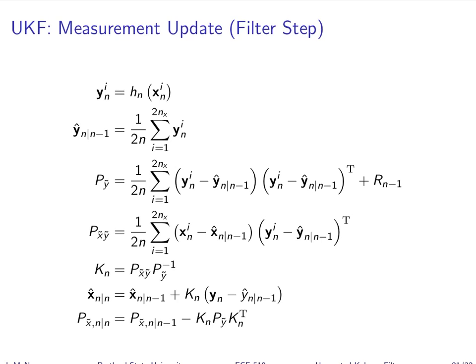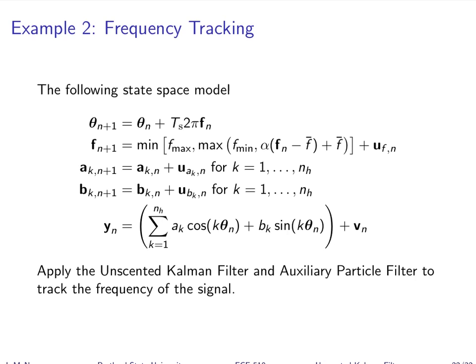So then we get that estimate, and the filtered state error covariance matrix is computed as the predicted minus, and this is just an alternative formulation of the Kalman filter recursions, the Kalman gain times the predicted measurement covariance matrix times the transpose of the Kalman gain. And that's it. That's the Unscented Kalman filter. I know that took three slides, but that's it.